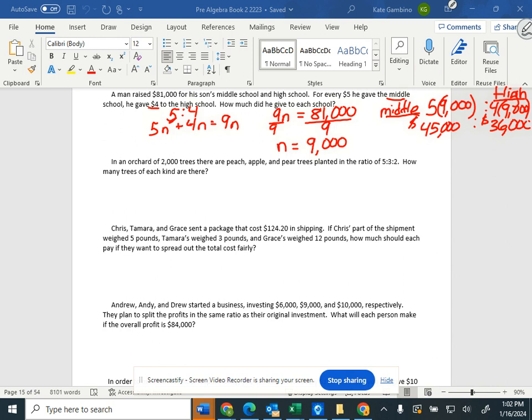How much each high school gets, or each school gets. Does that make sense? So looking at what the question is, making sure you're putting the answer.